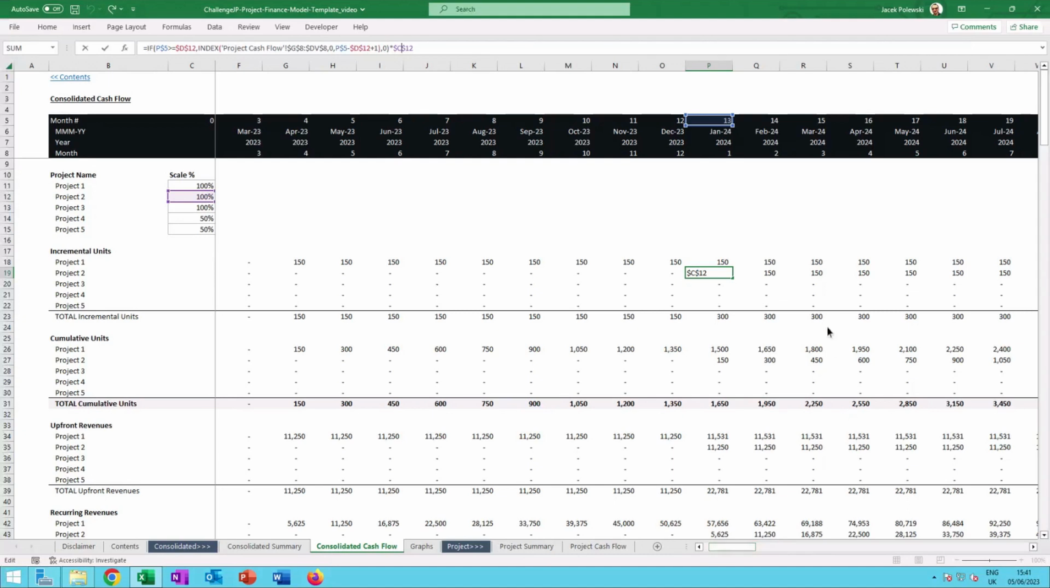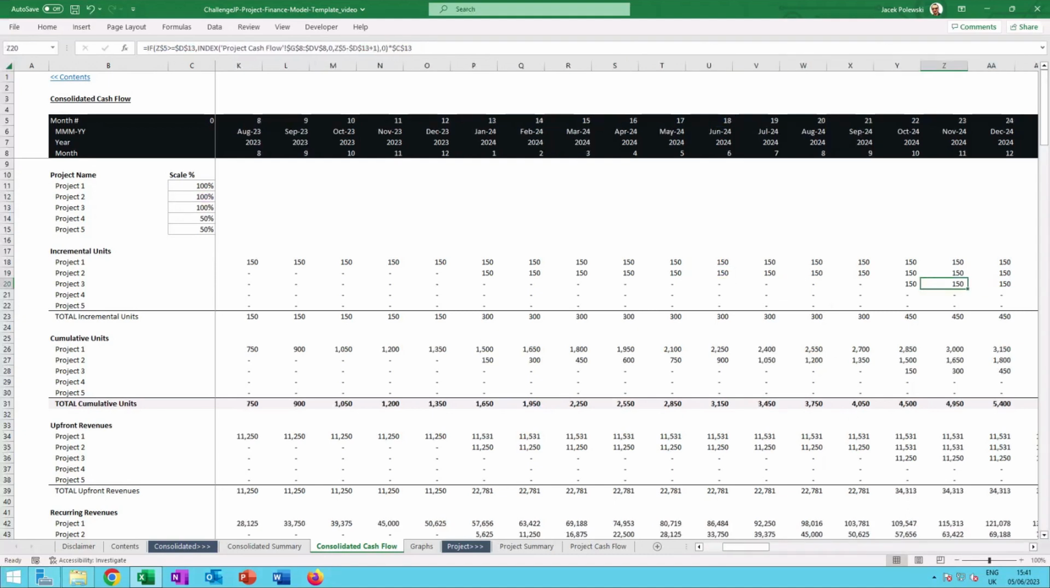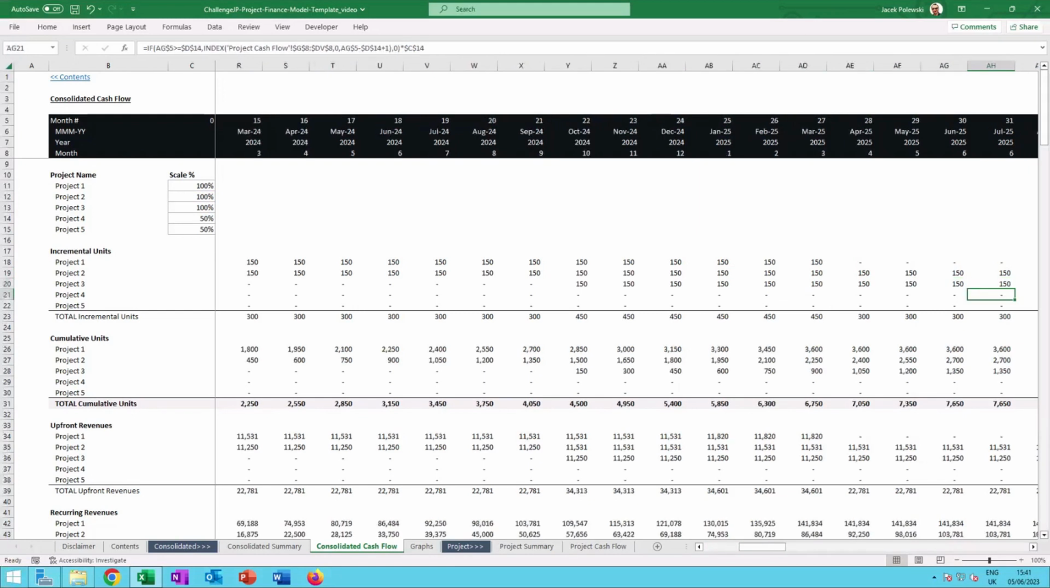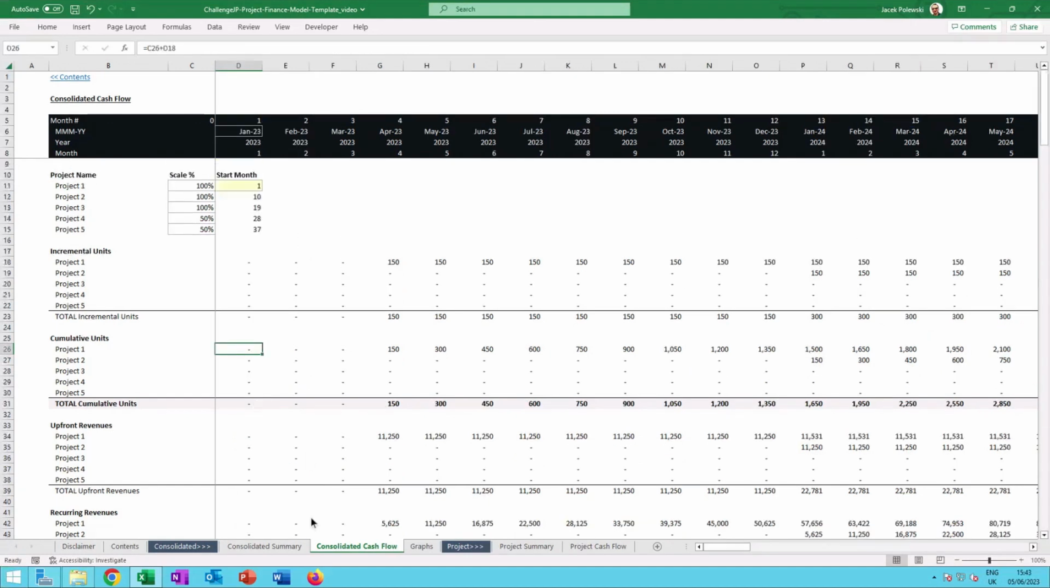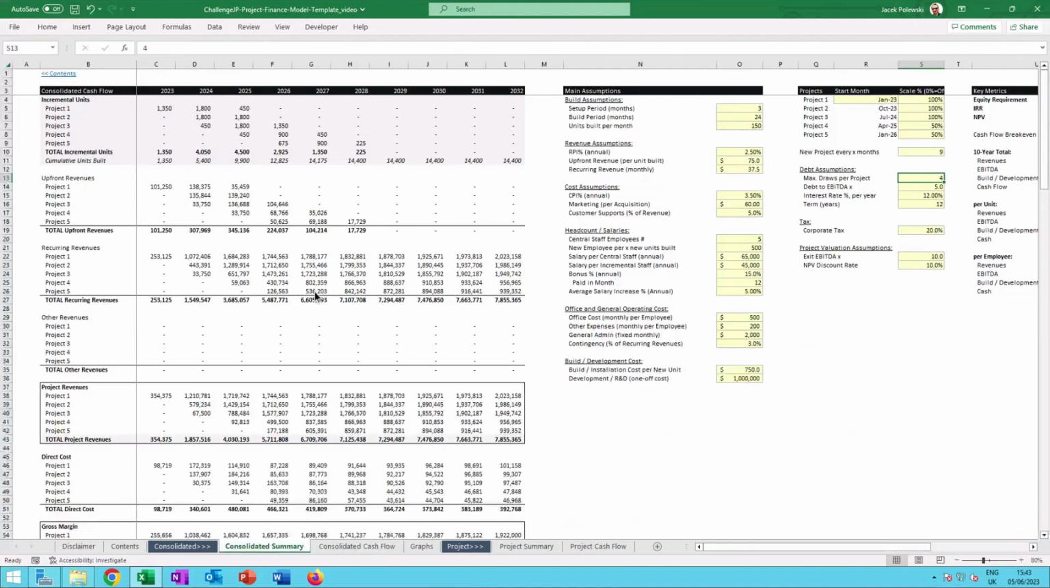But for example, in project 4, if it wasn't scaled up to 50%, it would use the number 150. So that would be the 4th month of the project. Remember, there's a 3-month break between when we start connecting new customers, and then it just multiplies that number by 50%, which is the scaling that we apply. Okay, finally, that leads us back to our consolidated summary.